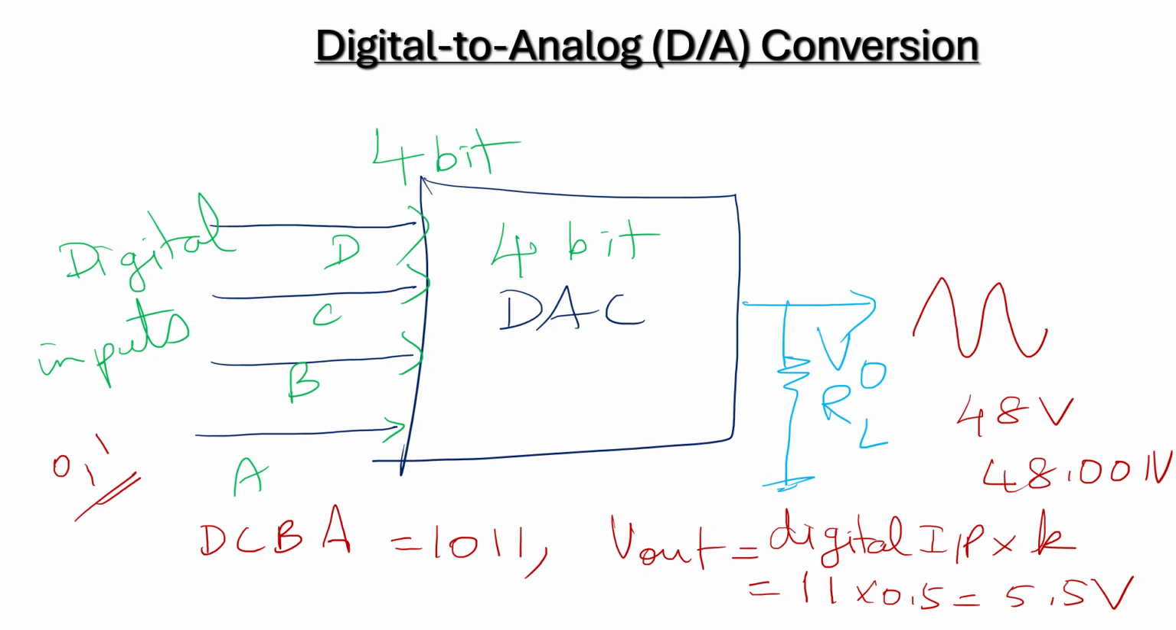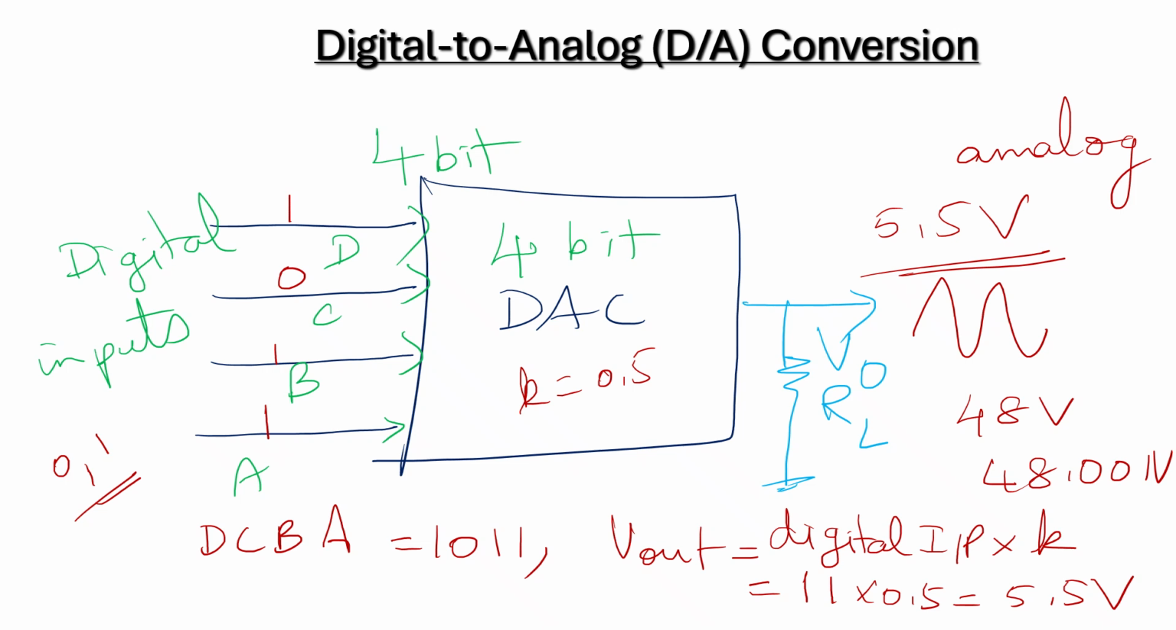So a 1011 input is given and the factor for conversion is 0.5. 0.5 is the conversion factor. Then the output will be 5.5 volts in the form of analog. So thereby a digital 4-bit data has been converted into its equivalent analog data.